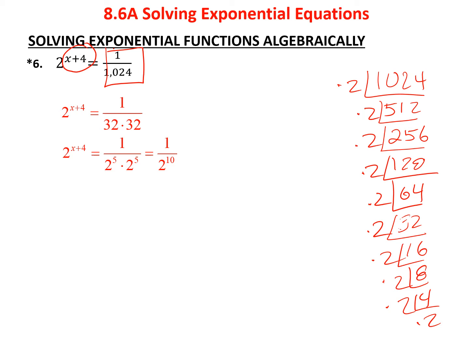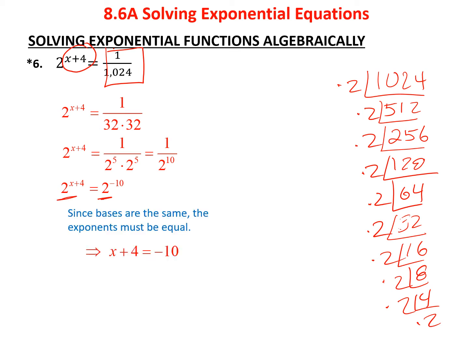But it's 1 divided by, so once again, we need to change that to a negative. So we have 2 to the x plus 4 equals 2 to the minus 10. Now, because we have the bases equal, our bases are both 2, we can assume then that the exponents are also equal. So we can write x plus 4 equals minus 10, and now we solve a simple one-step equation. Subtract 4 from both sides, and we find that x equals negative 14.